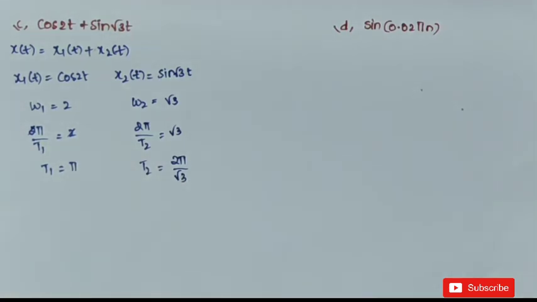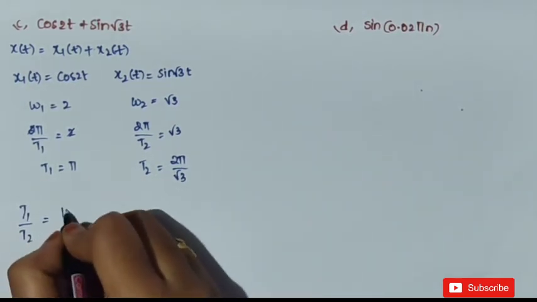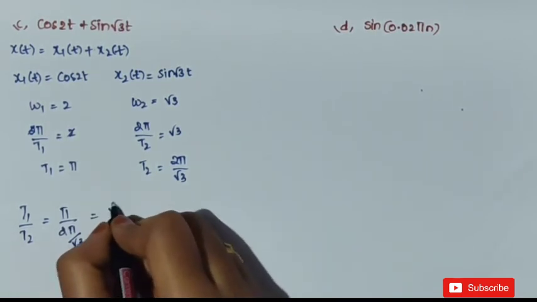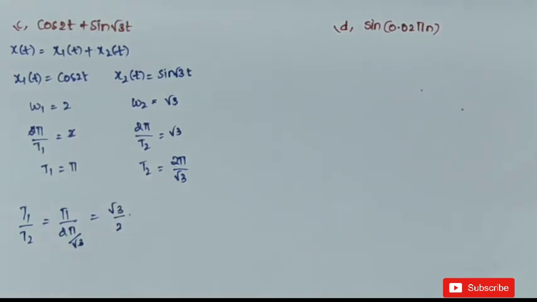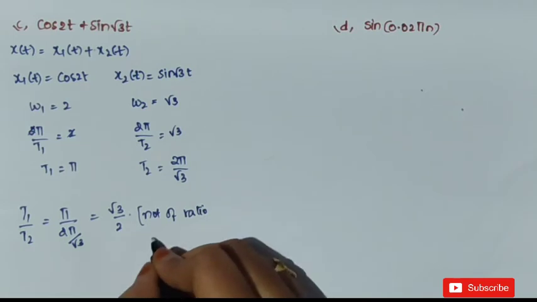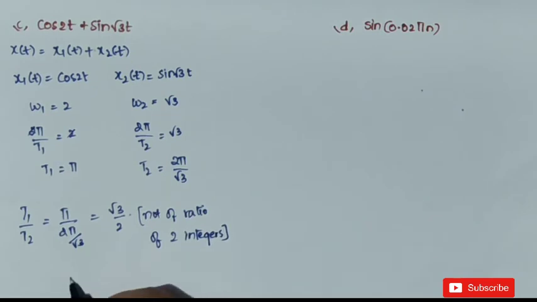So, if a summation of two signals is given, after finding the fundamental periods of the individual signals, we have to take the ratio T1 by T2, which is equal to pi by 2 pi by root 3, which is equal to root 3 by 2. If the ratio is a ratio of two integers, then the signal is periodic. If the ratio is not a ratio of two integers, then the signal is not periodic. So it is non-periodic.